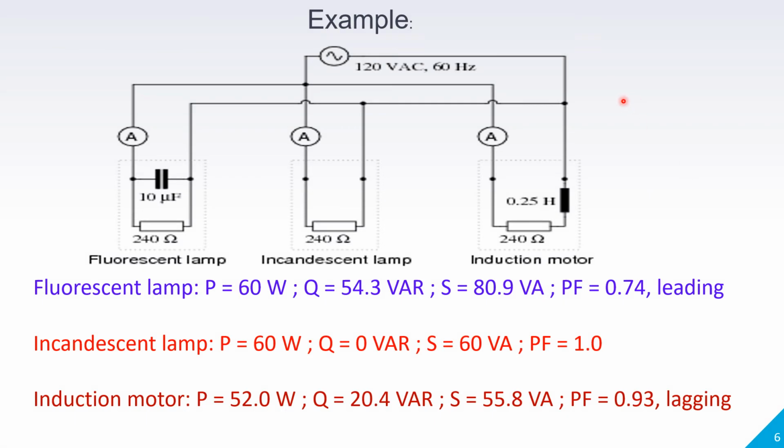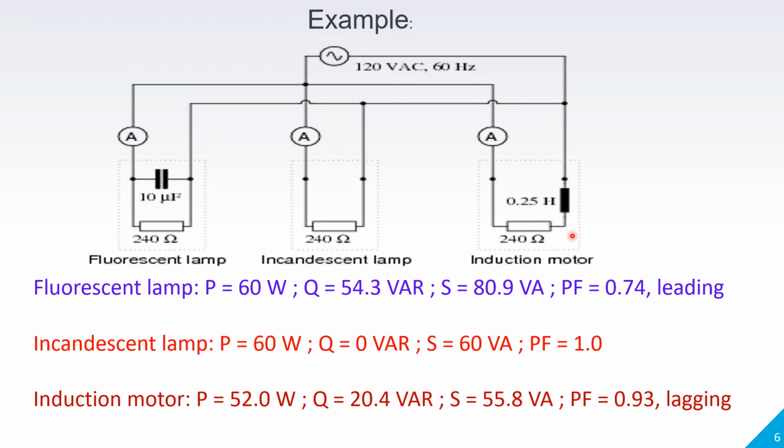Now we will see one example. First diagram is showing a fluorescent lamp as the load. This fluorescent lamp has a capacitor for power factor improvement. Second is an incandescent lamp. That is the regular lamp at our home, the yellow colored lamp, that is called an incandescent lamp and it is purely resistive.